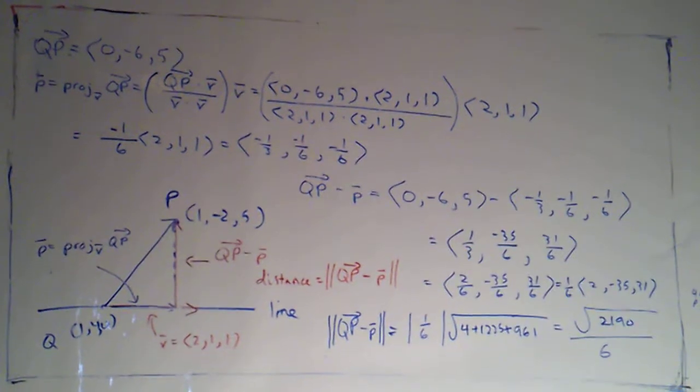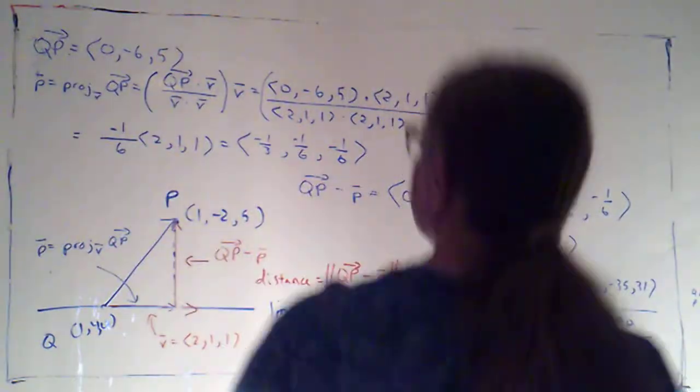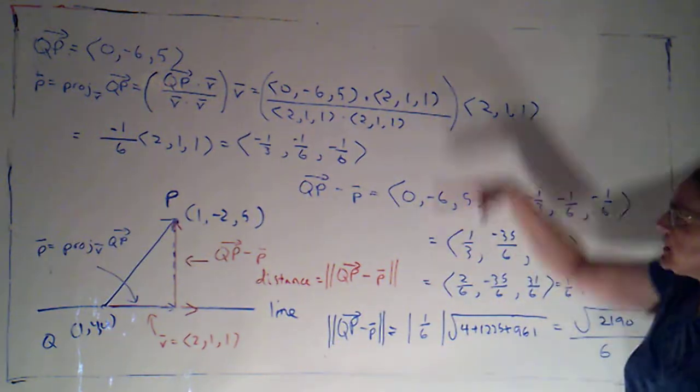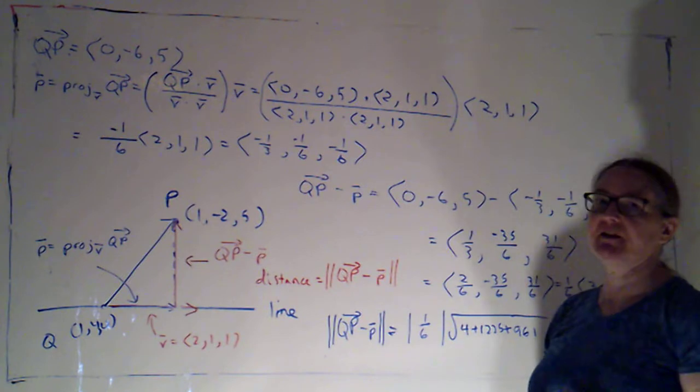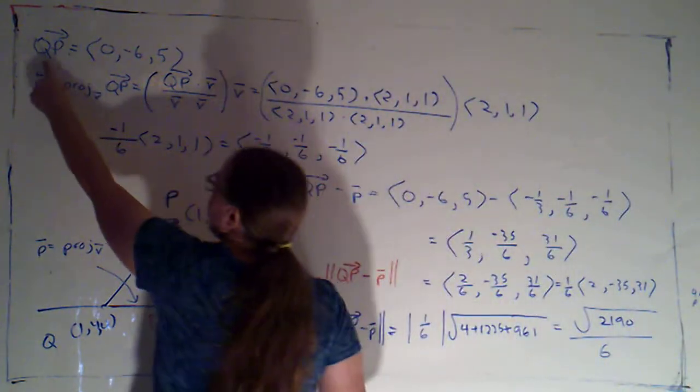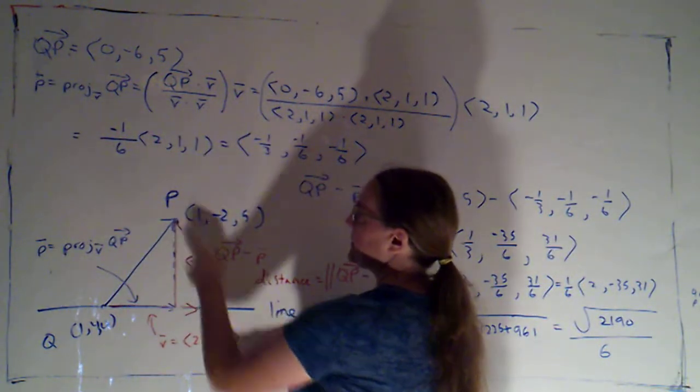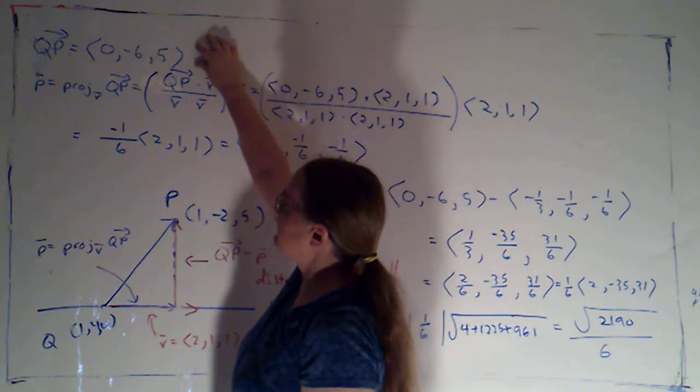I've got the first problem, the distance from that point to the line worked out here. There were a lot of steps, so one of the things that's really important, I think, is just labeling your work. So notice I started by calculating QP. That gave me the vector 0, negative 6, 5.